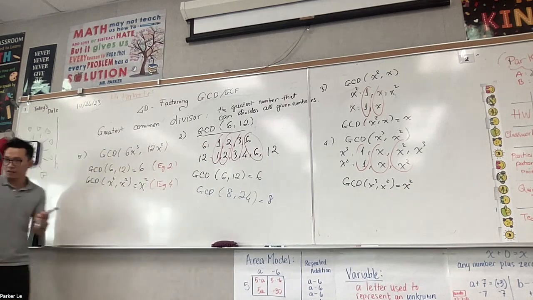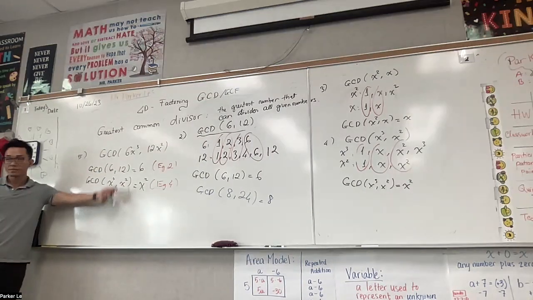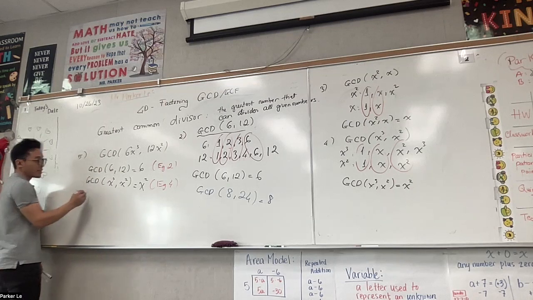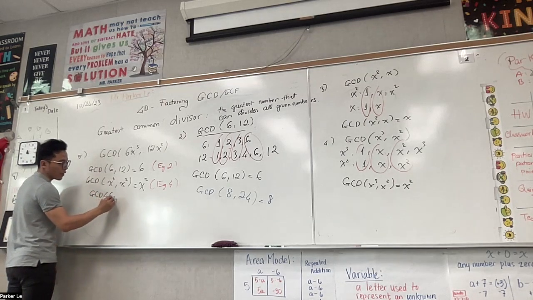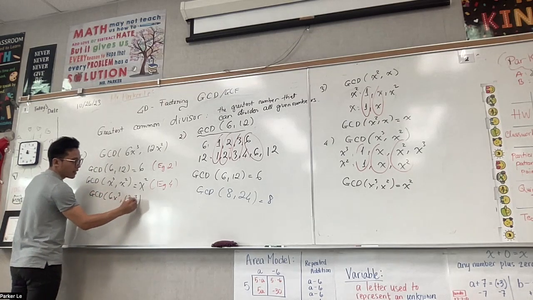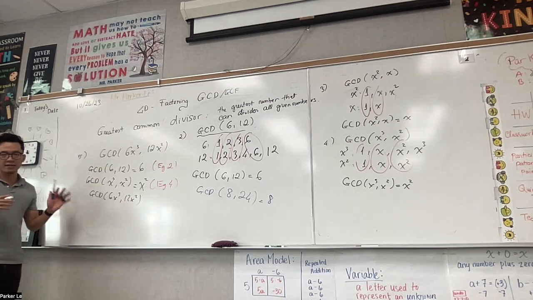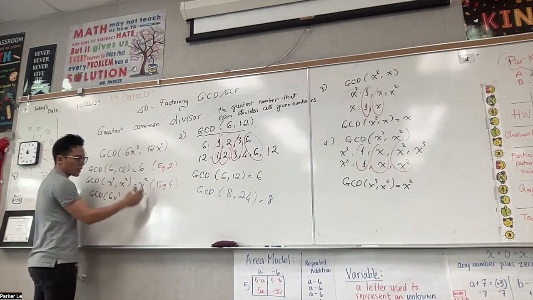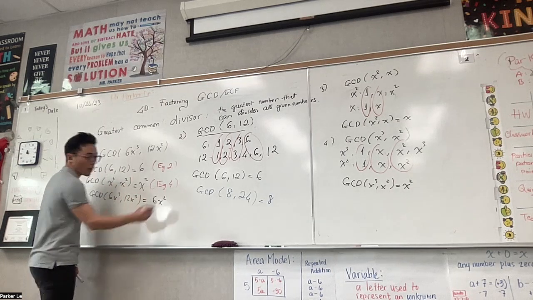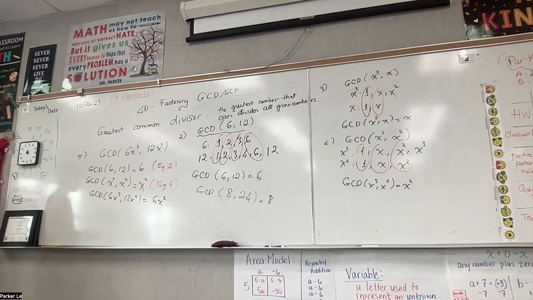What are you going to do with this? So what do you answer? 6x squared. Very good. So you just multiply them. Okay, so do each one, letter and number, and just multiply them. So the GCD for this is going to be 6x squared. Multiply them.